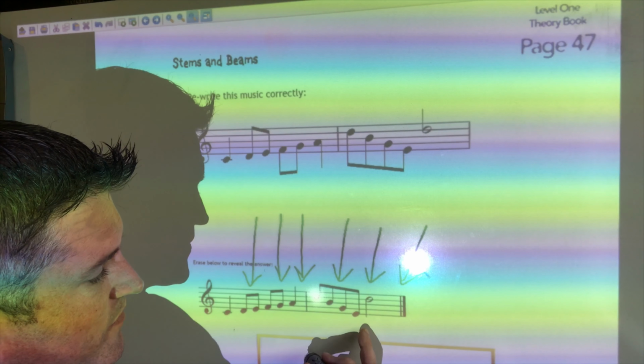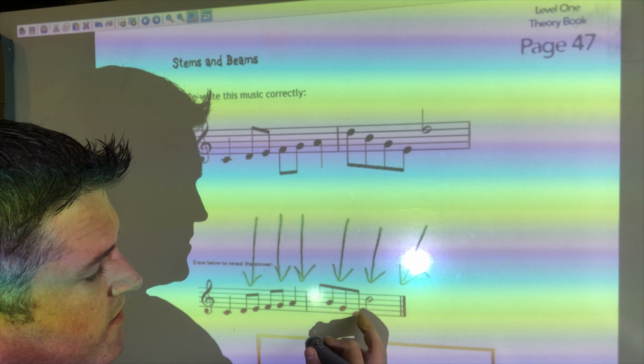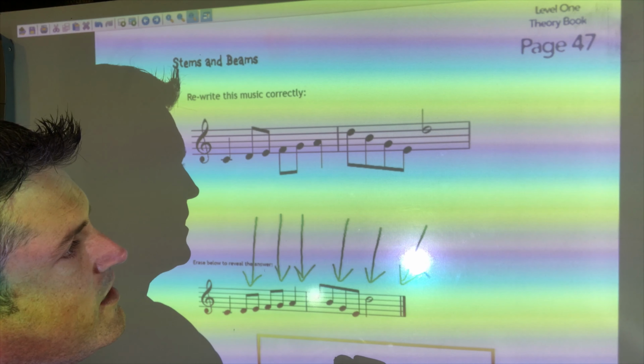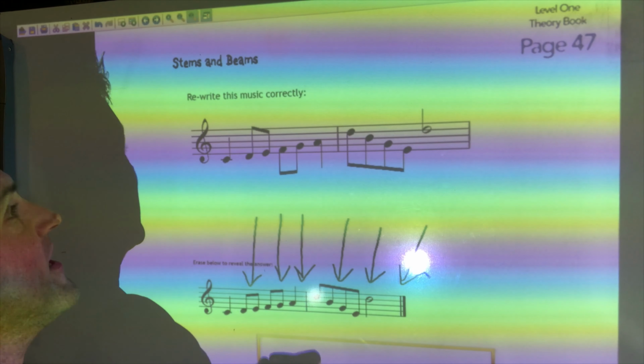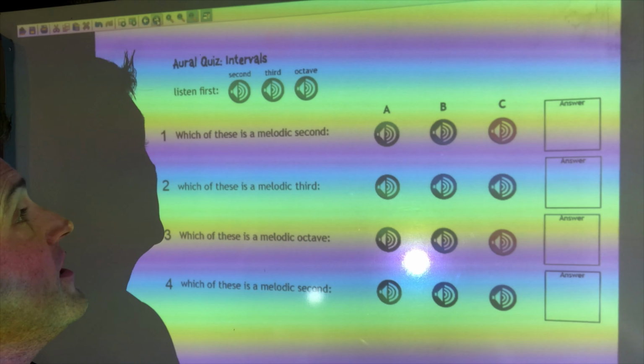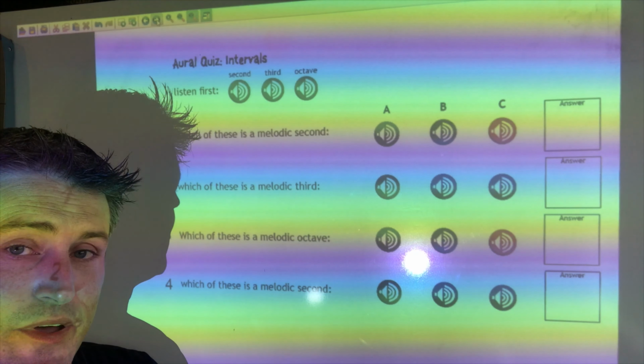So we've got the stem, because it's a higher note there, stem going down there on the lowest minim. Also on that minim there because it's on the high side. Okay? Right. Time for a little bit of listening.